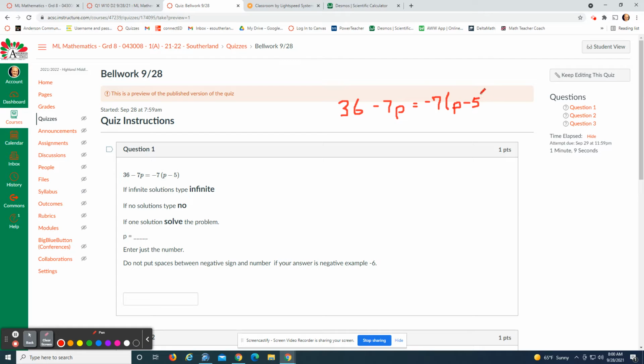So the first step of any problem like this is to start with distributive property. There's a list over there on that side of the board. So distributive property says negative 7 times p. That's going to give me negative 7p. Negative 7 times negative 5 is going to give me positive 35. And then I go through and I drop everything down that I didn't mess with.